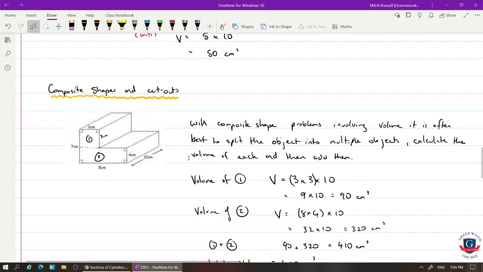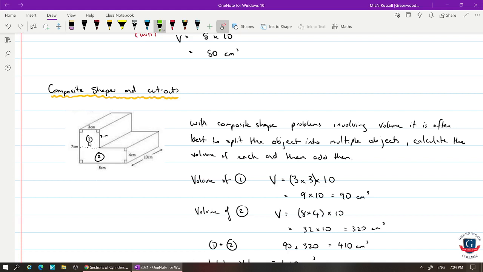Now, we don't always have a nice shape to work with, and we could do this problem many different ways. We could have worked out the area of the front face and then used the depth. We could have found the volume of the cube and then subtracted out the cutout. But in this case, I think the easiest way is just to work out the volume of this top shape and then add on this bottom rectangular prism.